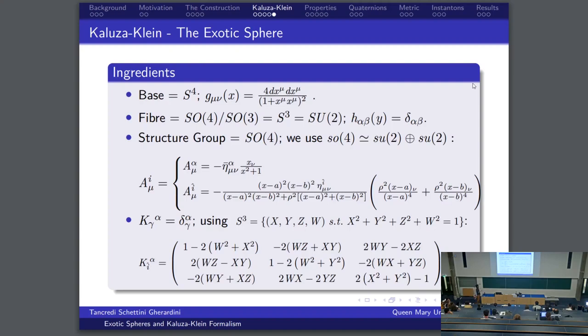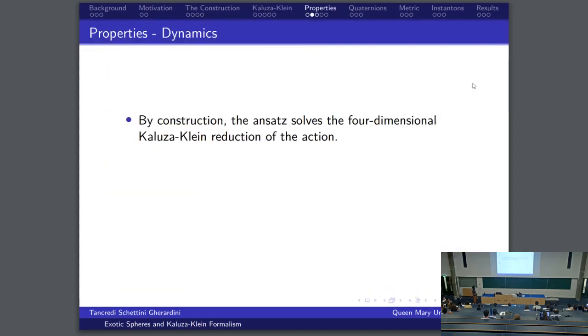And then just to show you what it is, I'm putting here the expression for this K matrix, which intertwines the fiber and the structure group. Now, this is not important. What I want to convey is that it's a bit ugly, but I'll show you a nice way of writing it in a more compact form. Now, the properties, by definition: basically, the metric that I just showed you solves the Kaluza-Klein reduction of the action.